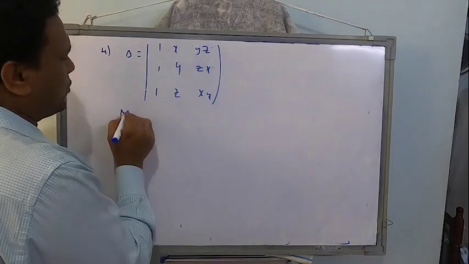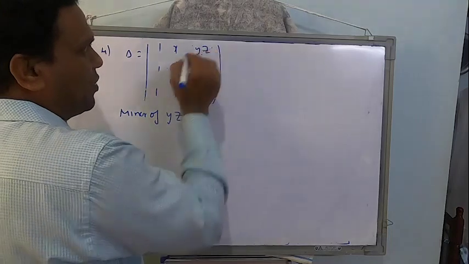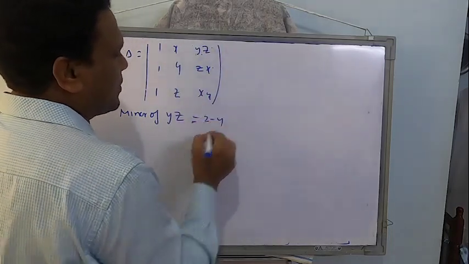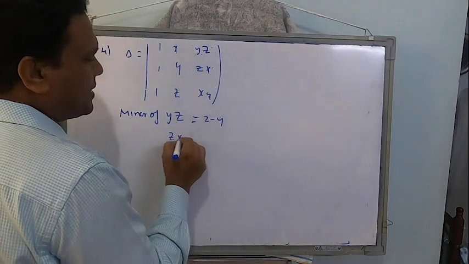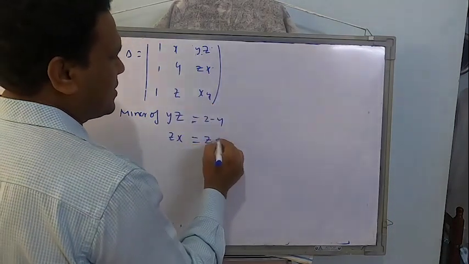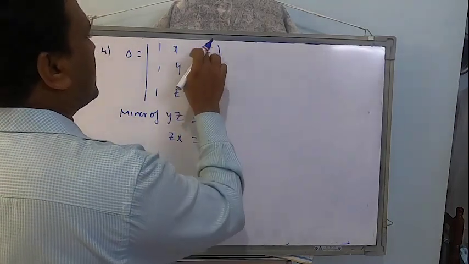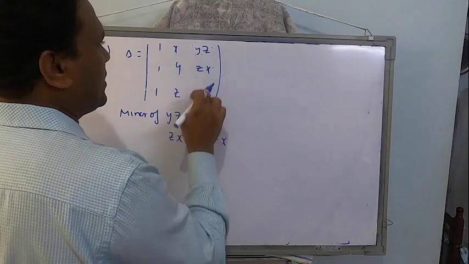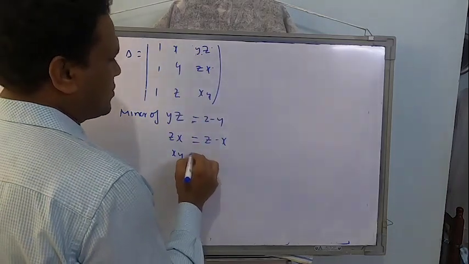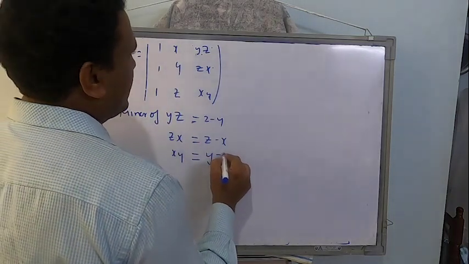Correct. Okay. So minor of yz, block the column and row. So it's going to be z minus y. Next, minor of zx, block this column and this row, so it is going to be z minus x. Correct now? First one, this one, right? z minus y, and for this z minus x. Okay, and the last one, minor of xy, will be equal to y minus x.